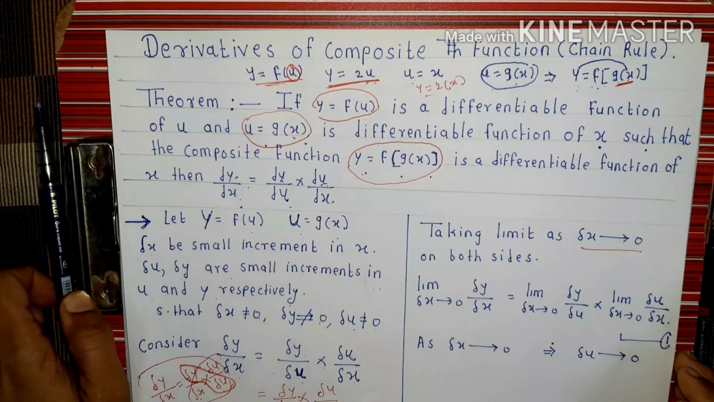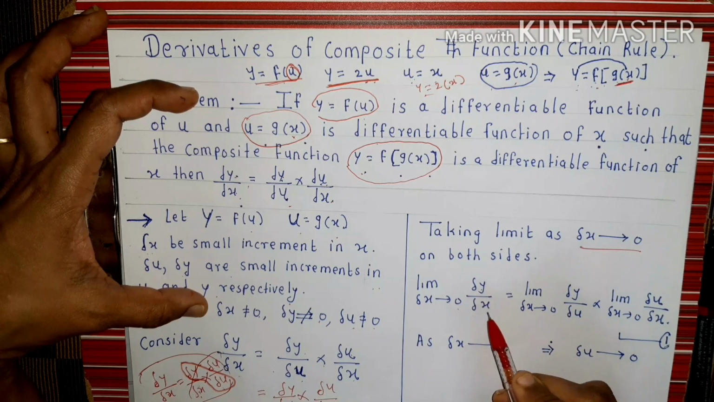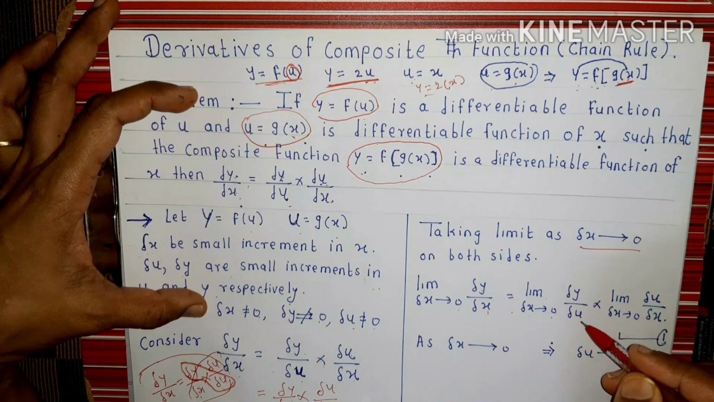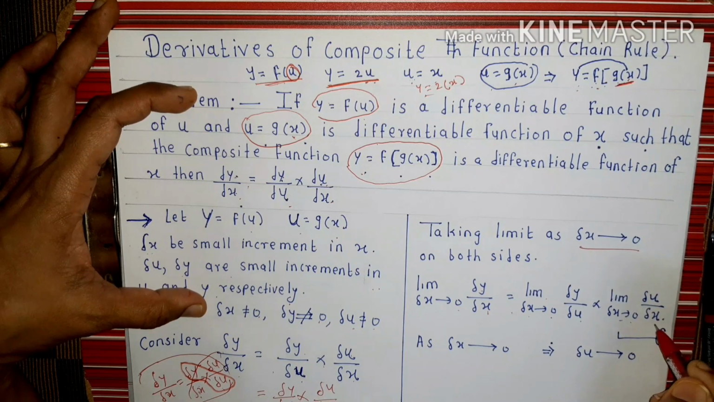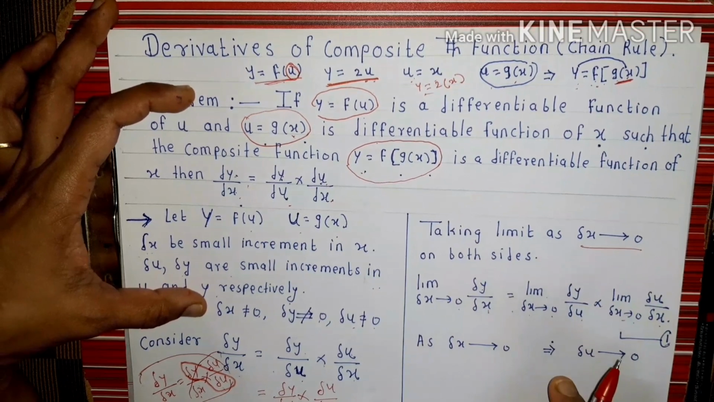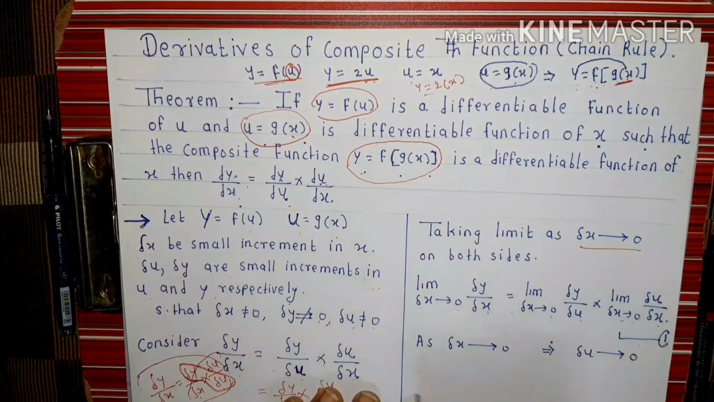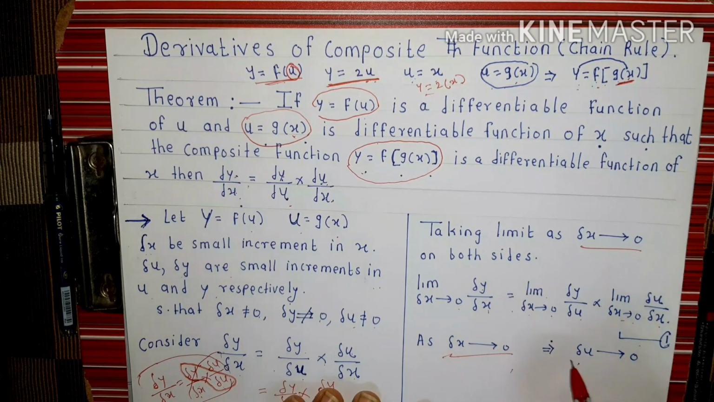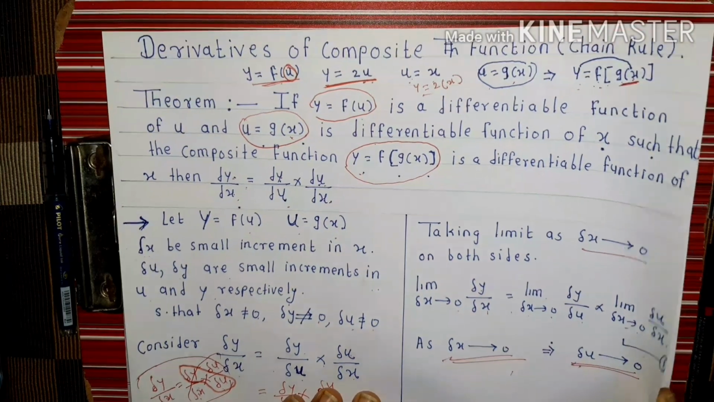Limit delta x tends to 0, delta y upon delta x equals limit delta x tends to 0, delta y upon delta u into limit delta x tends to 0, delta u upon delta x. Only we have taken the limit as delta x tends to 0 on both sides. And we know that u is a function of x, and therefore as delta x tends to 0, delta u also tends to 0. This is important. Delta x tends to 0, delta u tends to 0.